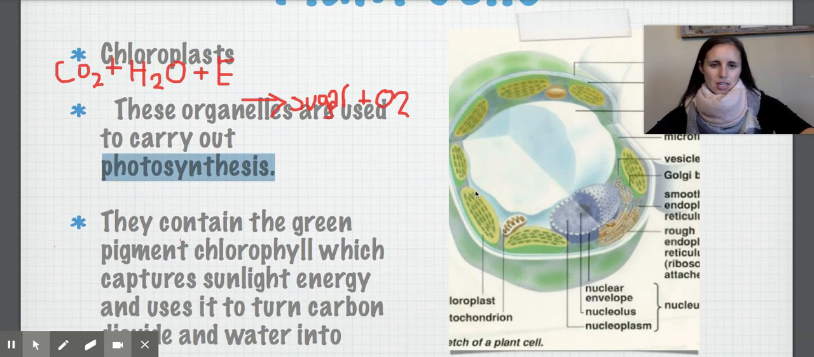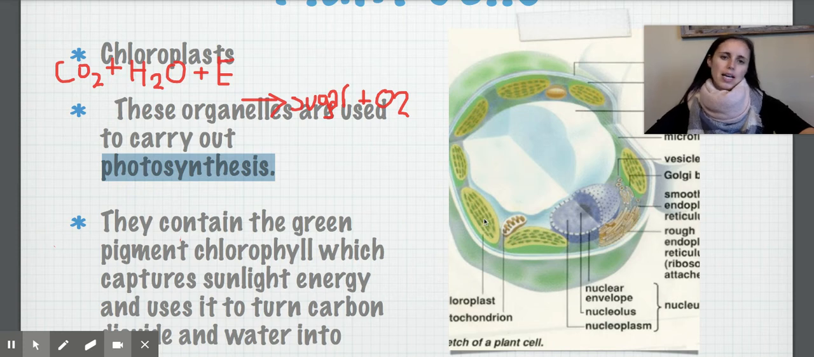We can actually see the chloroplast here. So you can see all these little green things around. Those are all chloroplasts. They're like the powerhouse of the cell for plants. Now, plants still have mitochondria. Plants still undergo cellular respiration, but plants mostly undergo photosynthesis.